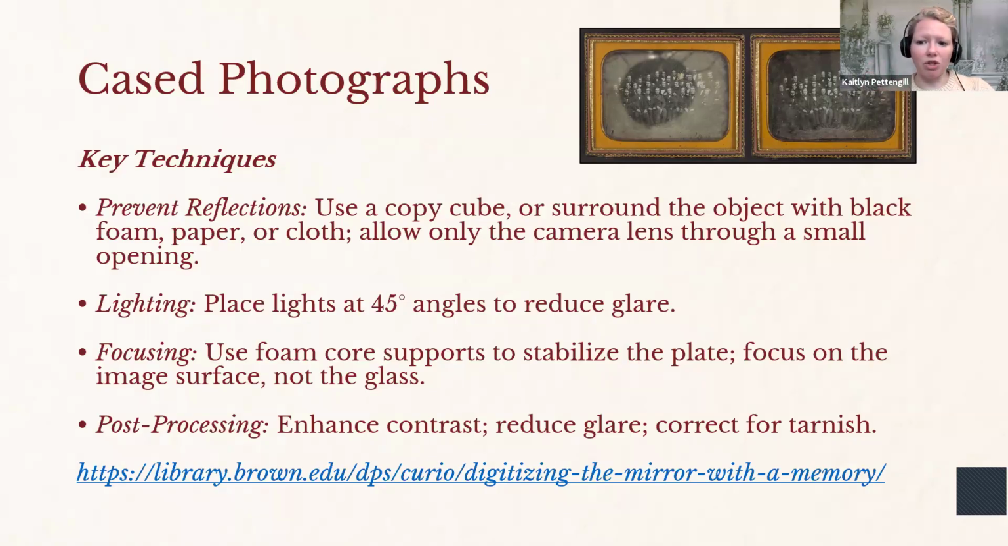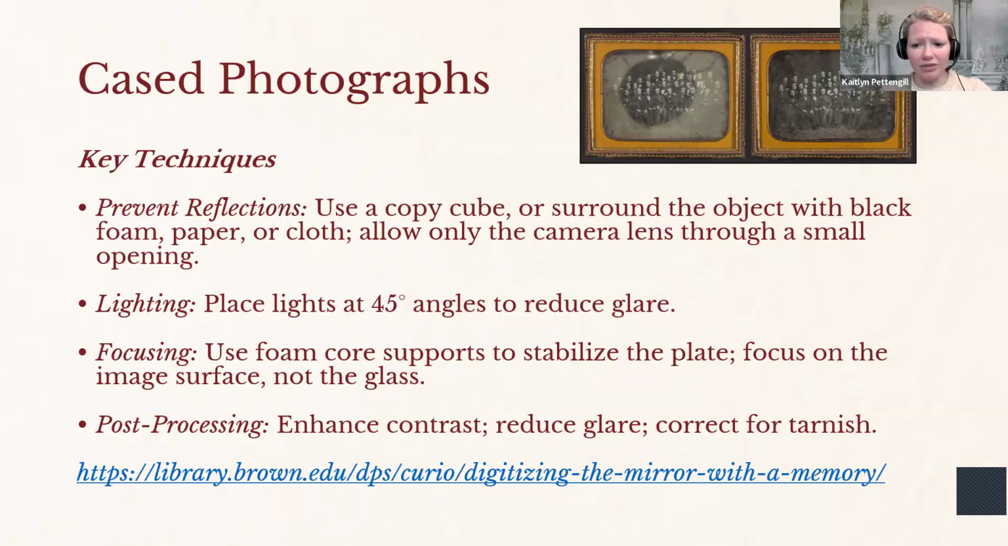So one common approach is to surround the object with a black foam board or black paper or a black cloth, leaving a small opening for the camera lens. It's sort of a version of the pinhole camera, but obviously you're using it for different reasons. This will reduce any unwanted reflections, and it helps the image itself to stand out. So there you can see the two different setups with that same photograph.